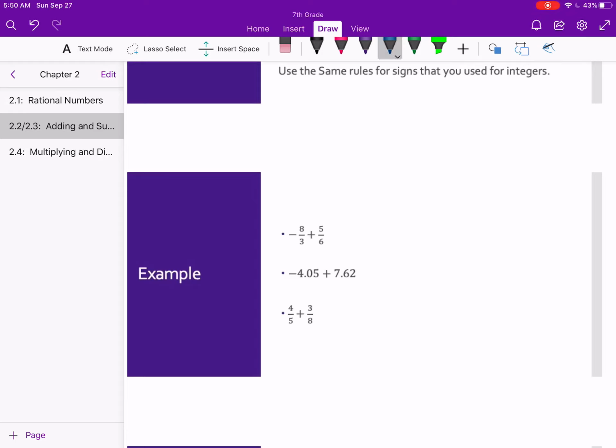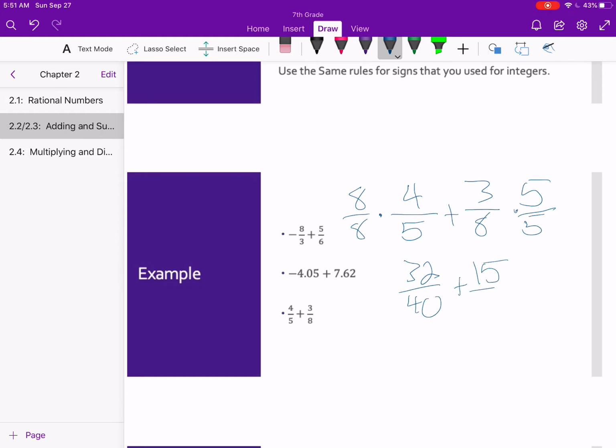And next example, we have 4/5 plus 3/8. Here our common denominator is going to be 40, so I'm going to multiply the left fraction by 8/8 and the right fraction by 5/5. So we get 32/40 plus 15/40, which gives us 47/40, which in a mixed number becomes 1 7/40. 7/40 doesn't reduce, so our answer is good to go.